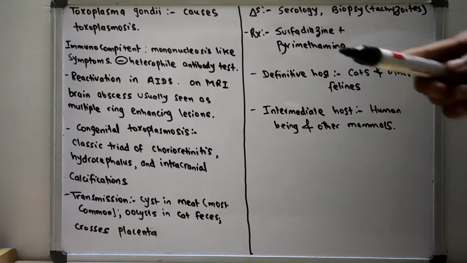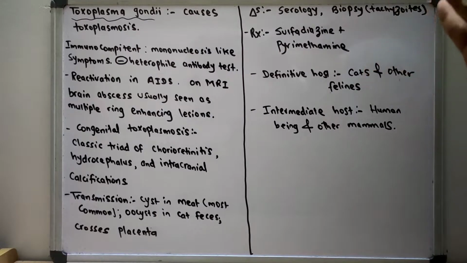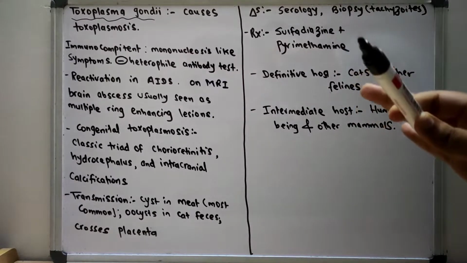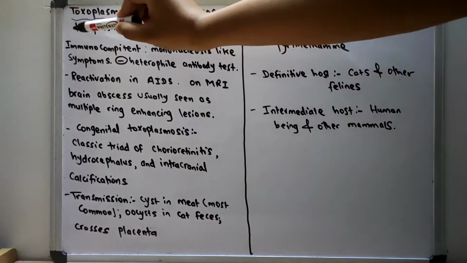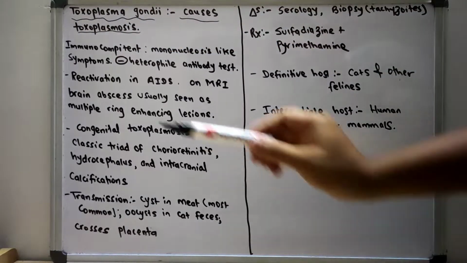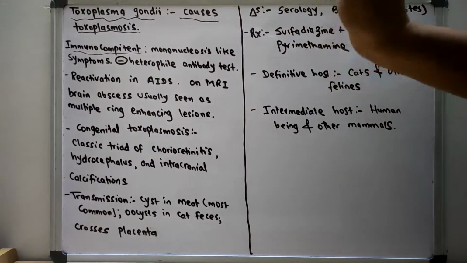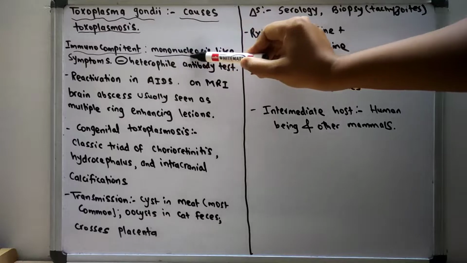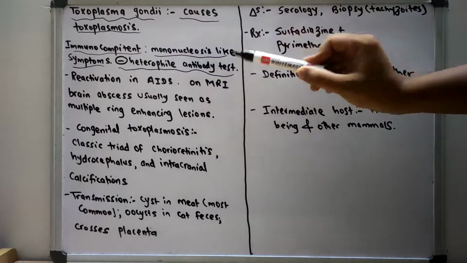Today we are going to talk about Toxoplasma gondii. Toxoplasma gondii comes under the protozoa, and it comes under the sporozoa. Toxoplasma gondii causes toxoplasmosis. In the immunocompetent patient, toxoplasmosis appears as a mononucleosis-like symptom, and there is a negative heterophile antibody test.